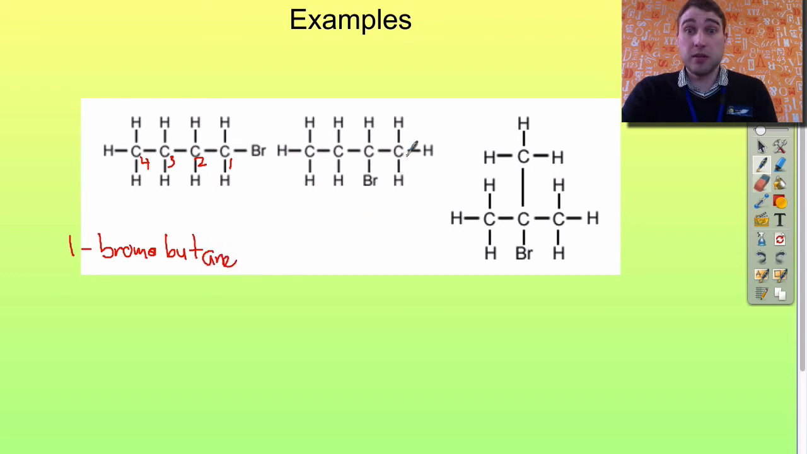If we look at this one here, we can number again. 1, 2, 3, 4. I'm numbering from this end down here because that's going to give me my lowest number, so it'll be 2-bromo instead of 3-bromo. So on carbon 2, I've got a bromine, so 2-bromo, and 1, 2, 3, 4: methyl, ethyl, propyl, butyl, so butane.